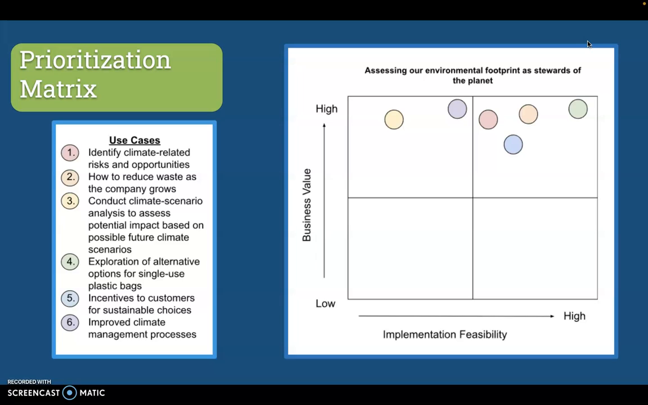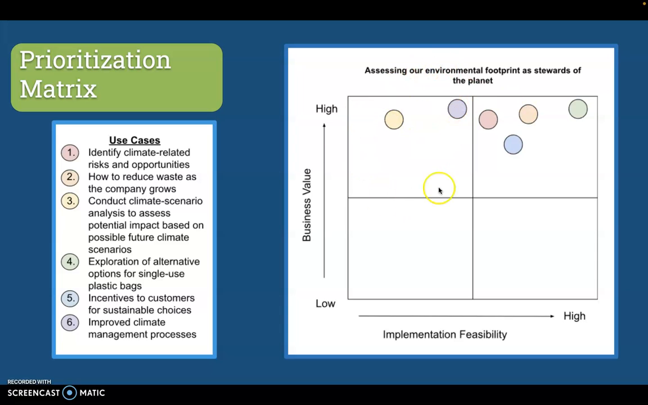prioritization matrix. So you can see that for number 1, identify climate-related risks and opportunities, it has high business value, but it's sort of in the middle when it comes to implementation feasibility. When looking at 2, which is the orange, how to reduce waste as the company grows, this one right here is again high in business value, and it's sort of 3/4 of the way over in implementation feasibility, so it's a little easier to implement than 1 was.